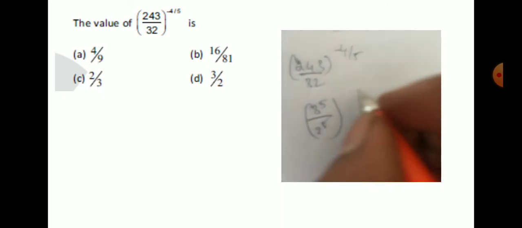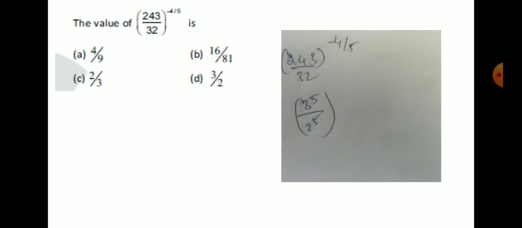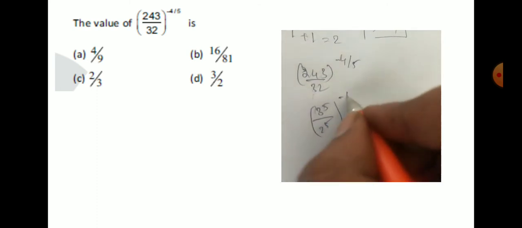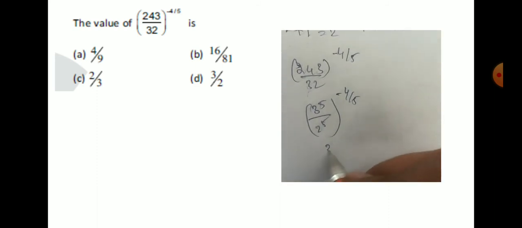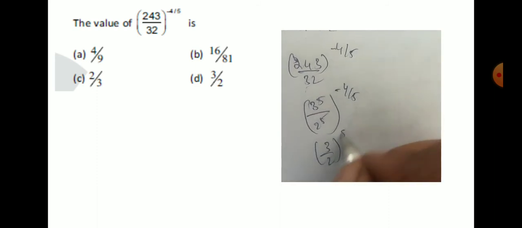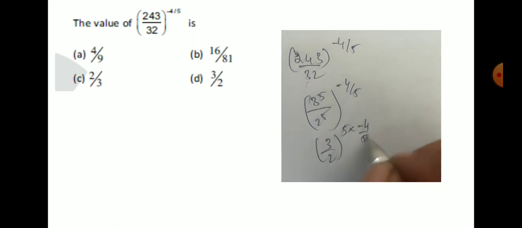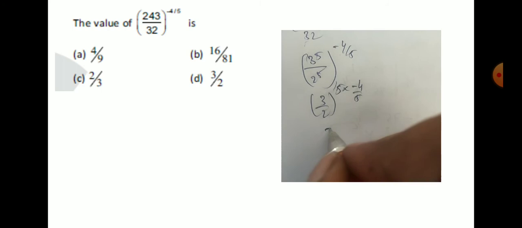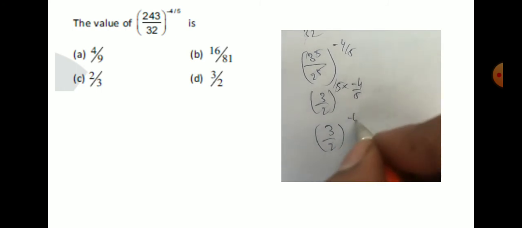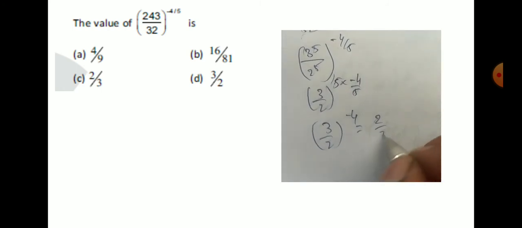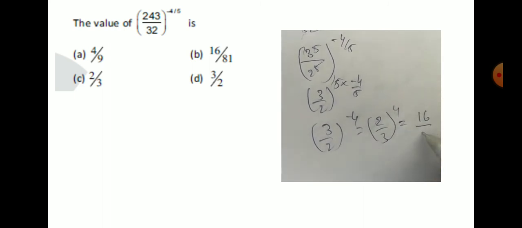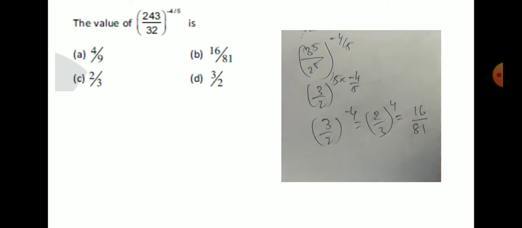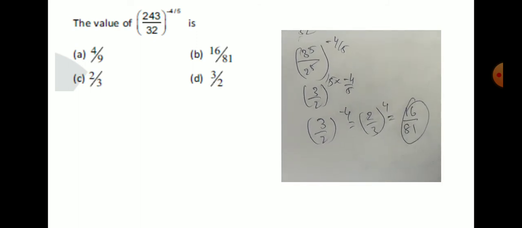3 power 5 divided by 2 power 5 whole power minus 4 by 5. This is nothing but 3 by 2 whole power 5 into minus 4 by 5. 5 cancels. This is nothing but 3 by 2 whole power minus 4, that is nothing but 2 by 3 whole power 4. 2 power 4 is 16, 3 power 4 is 81. The answer is 16 by 81, option B.